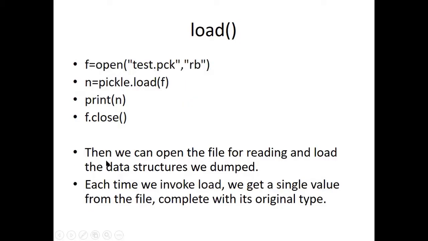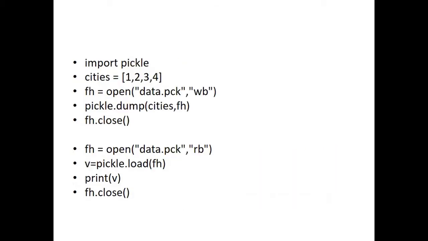Okay, then load: again you're opening it in the read binary mode, then you're using load here from this file object into n, then you can print it. So here you don't have to convert to string and reconvert it into integer or float while reading it. Okay, so this is an example.